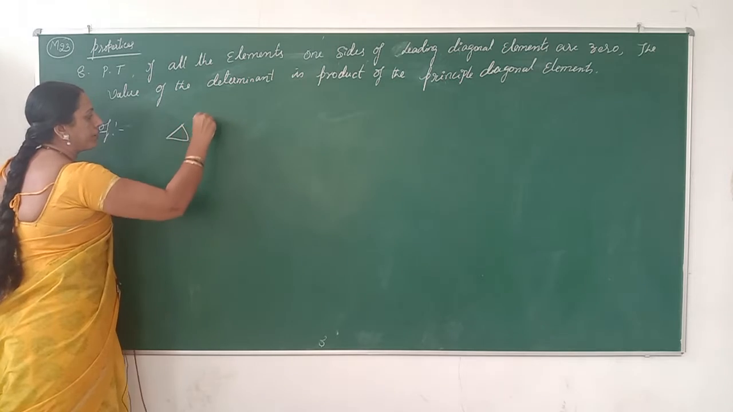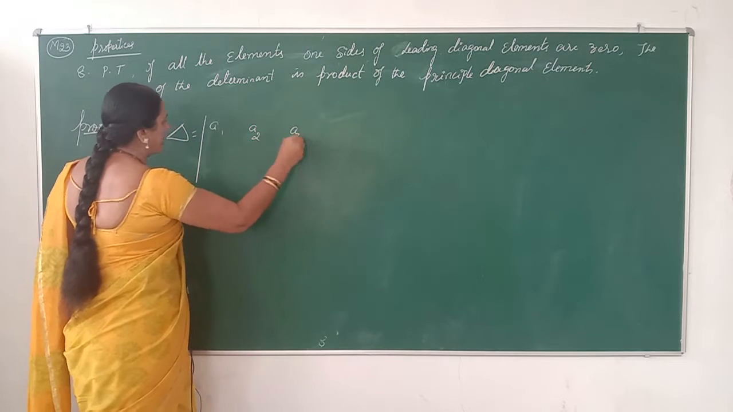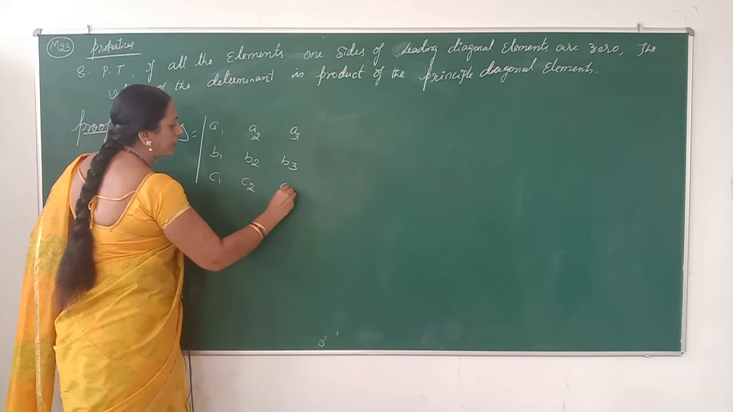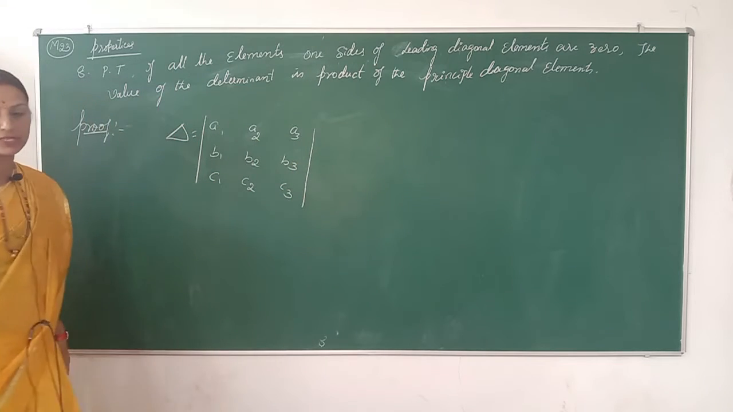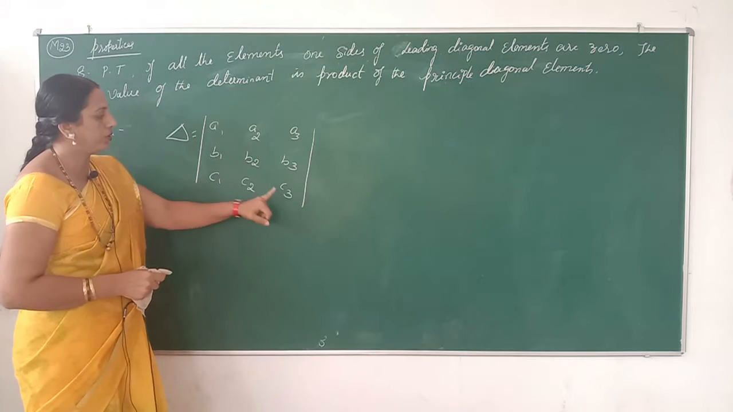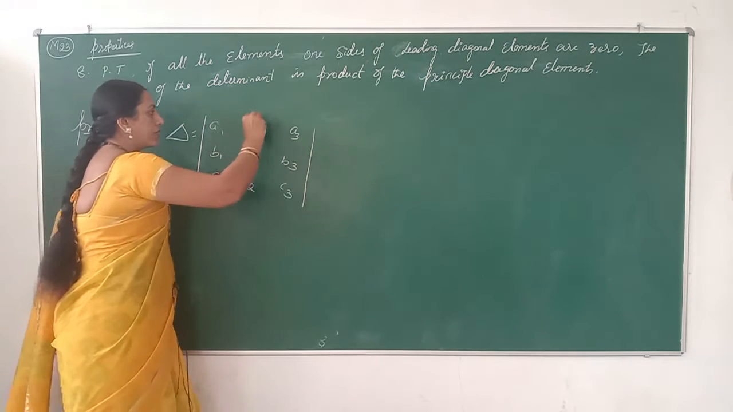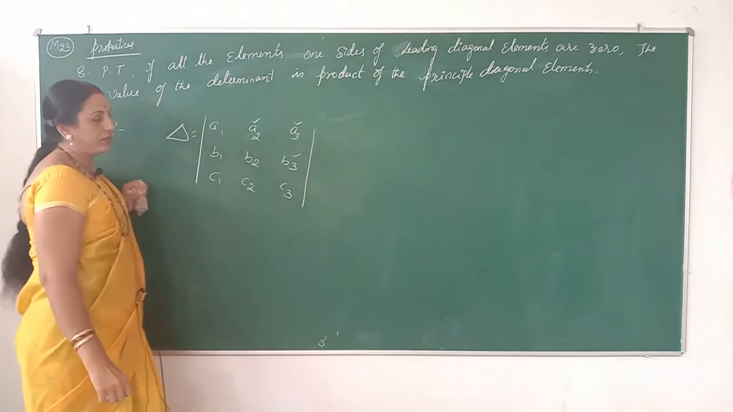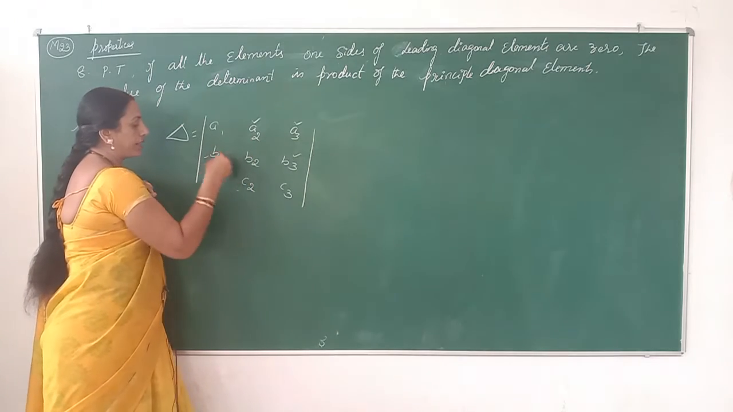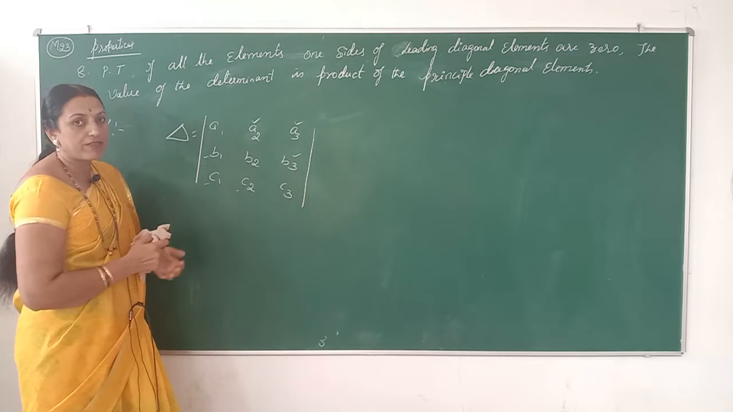Now, delta can be defined in general with elements written as A1, A2, A3, B1, B2, B3, C1, C2, C3. These are the general elements of the determinant. But what will be called diagonal elements? A1, B2, C3 are called principal diagonal elements or leading diagonal elements. Now, the elements on one side are called the upper triangular part and the other the lower triangular part. So, if any one of these two parts is 0, either upper triangular or lower triangular elements are 0.